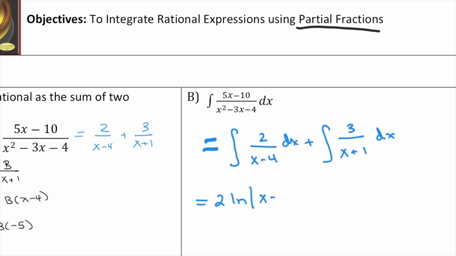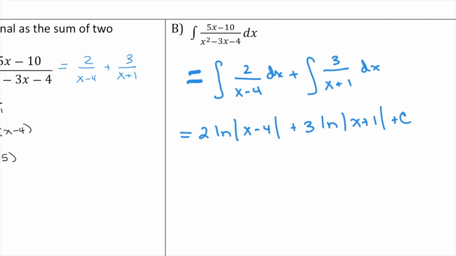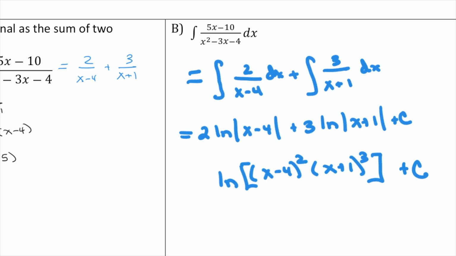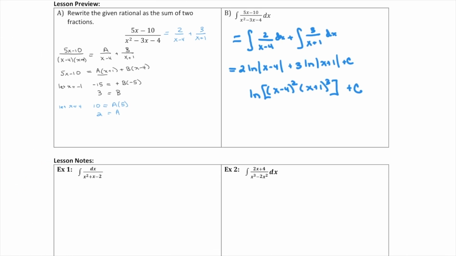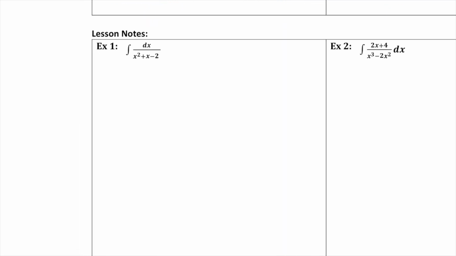Don't forget to put in your absolute values. And then we will have plus 3 times the natural log, absolute value of x plus 1, and of course, plus c. Now, you should be aware that you can collapse your natural logs. So your answer in a multiple choice test might look like the log of the quantity (x minus 4) squared times (x plus 1) cubed, and all of that will be part of the argument of your log, and then we will have a plus c. So be aware that on a multiple choice test, you could have your answers in various forms.